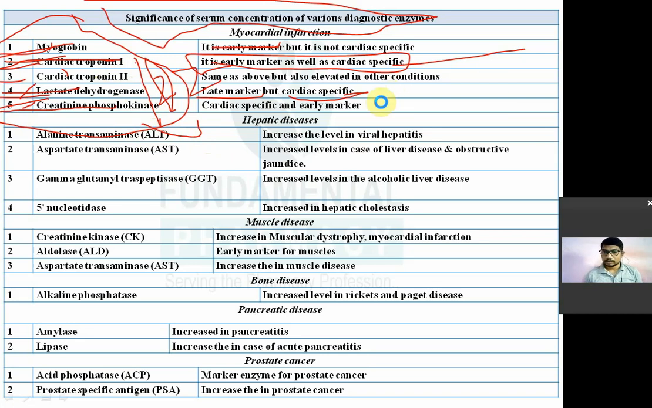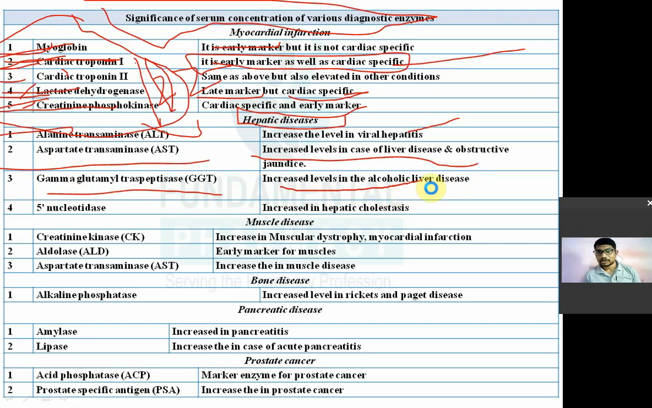Next we will see elevated levels of enzymes in hepatic disease. लीवर डिसीज में कौन से एंजाइम बढ़ जाते हैं? तो first one is alanine transaminase, ALT. So it is increased in case of viral hepatitis, वायरल इन्फेक्शन अगर होगा लीवर का तो उसमें ये alanine transaminase, ALT का लेवल बढ़ जाएगा बॉडी में. Then aspartate transaminase, AST, its level is increased in case of liver disease and obstructive jaundice. Then gamma glutamyl transpeptidase, the level of this enzyme is increased in case of alcoholic liver disease.